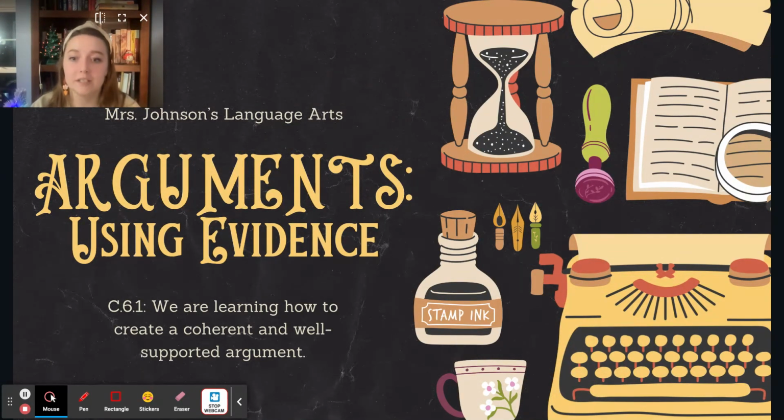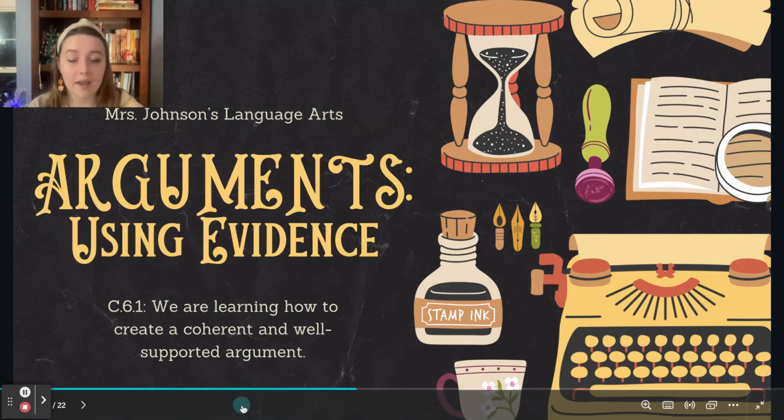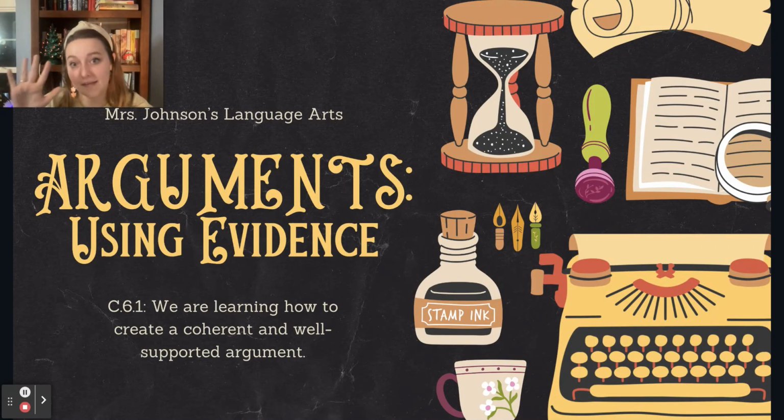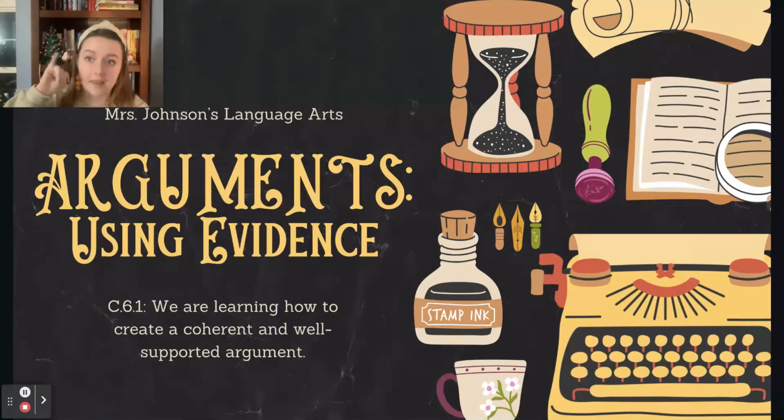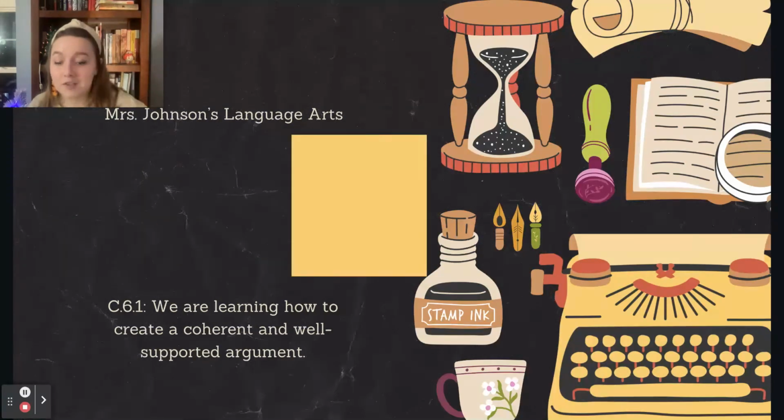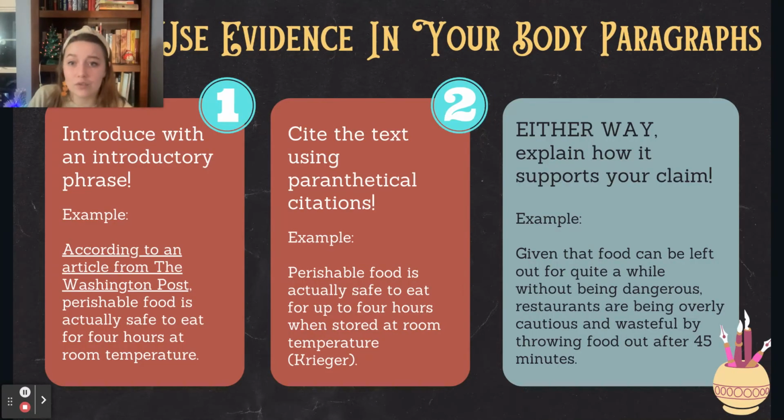Today we are going to be talking about arguments, using evidence, and how we write our body paragraphs. Remember, your 5-paragraph argumentative essay is made up of one intro, 3 body paragraphs, and then a conclusion. So this might just be the most important video in this instructional video series, so pay close attention. Remember, we are working at creating coherent and well-supported arguments, and evidence is a huge part of that.